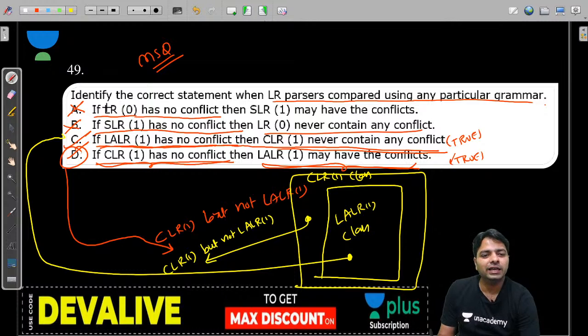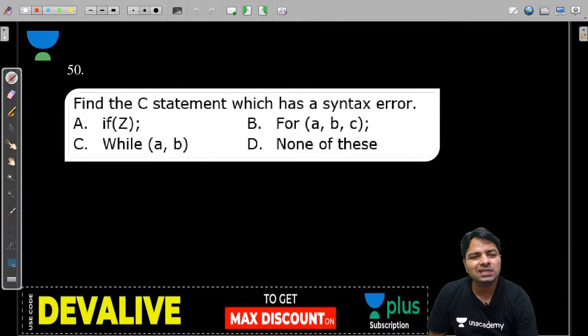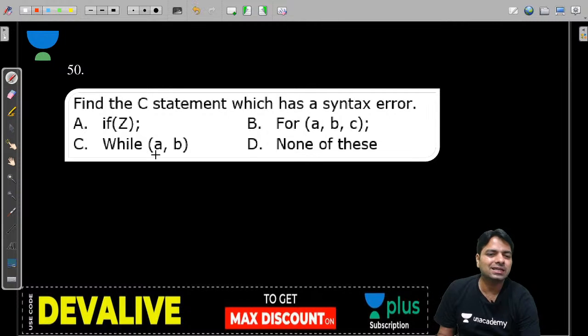C and D again. So this time C and D, MSQ, remember that. I brought MSQs too. Okay, next one. Find the C statement which has a syntax error. And who is having syntax error?